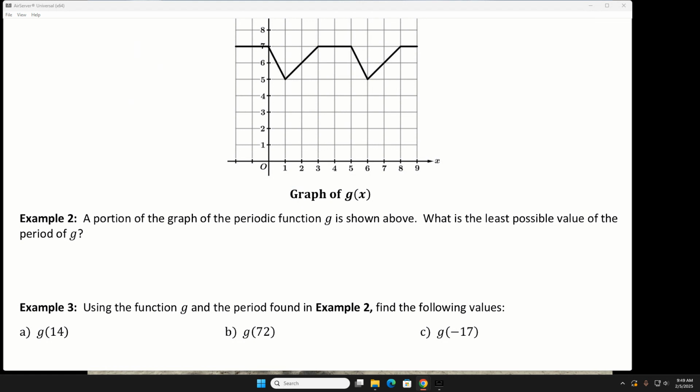We can start anywhere. I'm just going to start at 0 because that makes it a little easier. That's the pattern I'm going to repeat over and over again, forward and backward. What is the length of that period? Yes, ma'am.